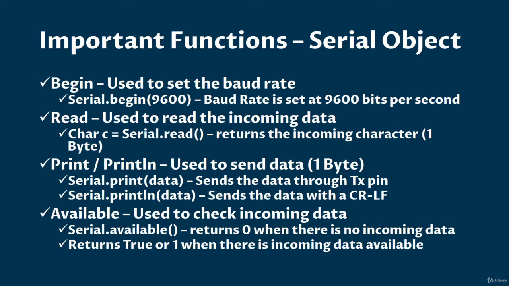This function is very important, that is available. It is used to check whether there is incoming data present or not. How do we write that? Serial.available always returns 0 when there is no incoming data. It will return 1, or true, when there is incoming data available. So whenever you are checking whether there is incoming data available or not, you can use this function. I'll show you how to use this function.